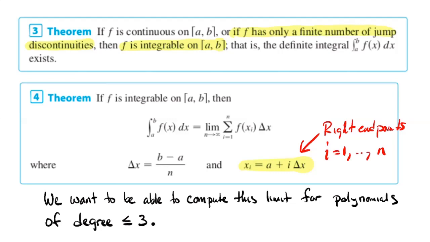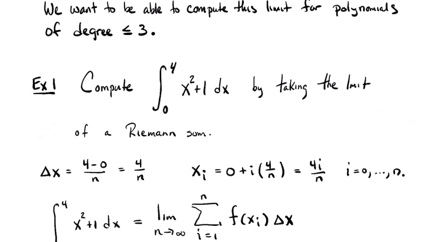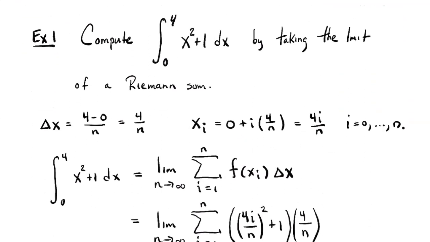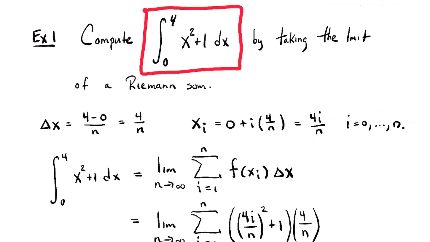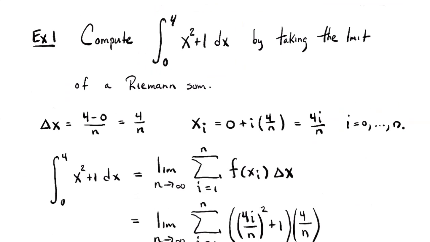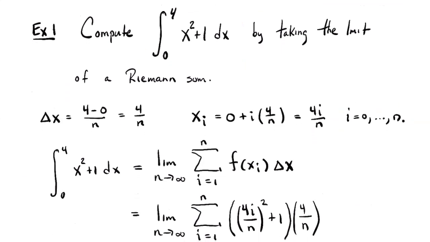Okay, so what we're doing, let's just see it. We are going to compute the value of this definite integral, the definite integral from 0 to 4 of x squared plus 1 dx, by taking the limits of Riemann sums. Okay, so we're going to do this by definition. So let me start walking you through the computation.